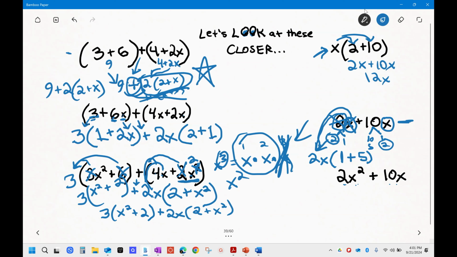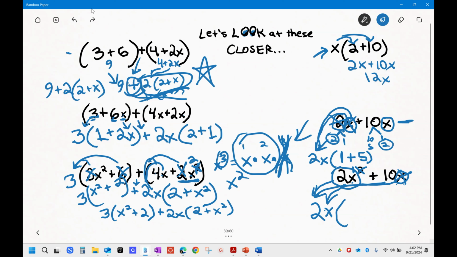What if we got 2x squared plus 10x? Well, we know we can take the 2 out. Right, we can take the 2 out of both the 2 and the 10. And we can take one of the x's out. So we can go from 2 to 1. And we can take this one out. So we have 2x outside the parentheses again.